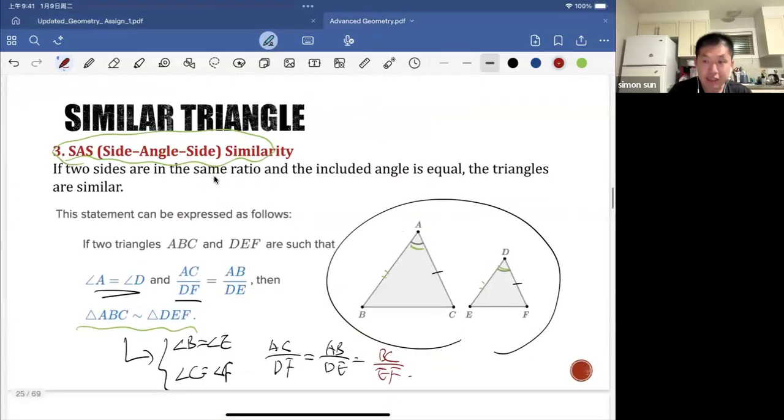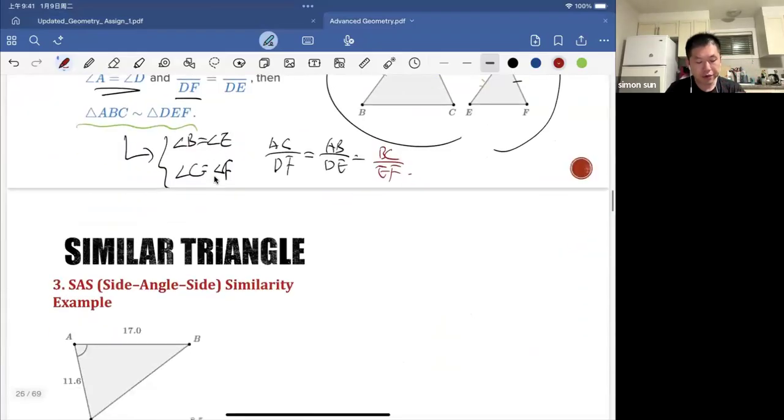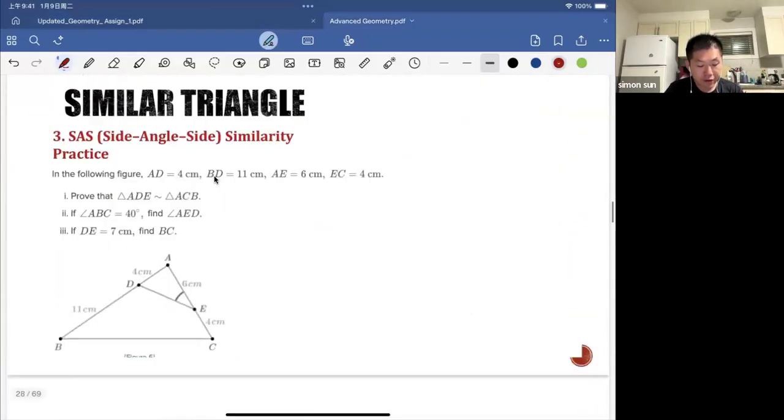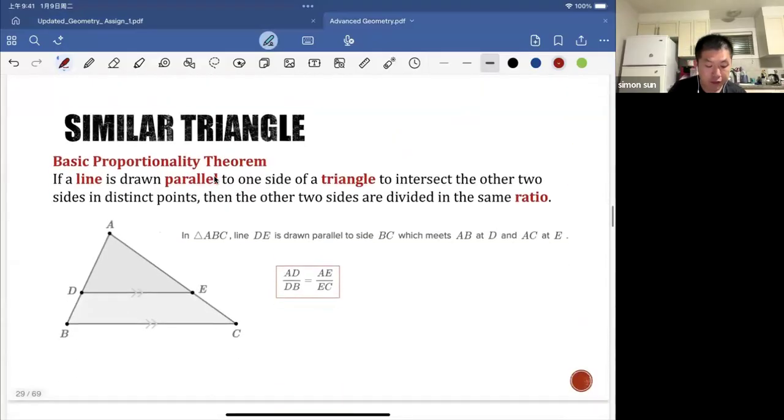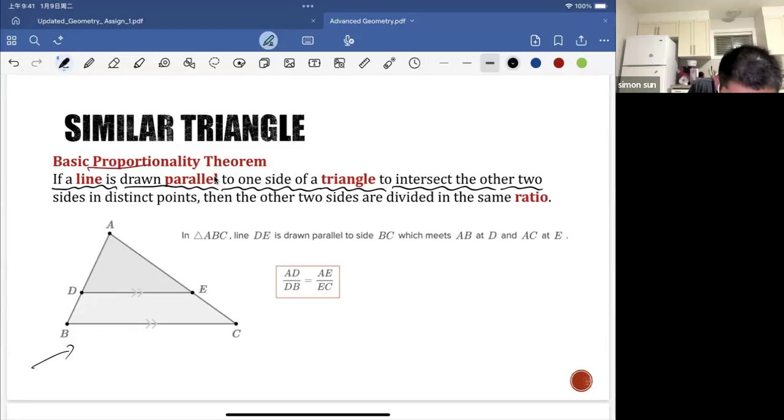In today's class, we will basically talk about two theorems. The first one we call the basic proportional theorem. What is this one? Take a look at this graph. The theorem states that if a line is drawn parallel to one side of a triangle to intersect the other two sides in distinct points, then the other two sides are divided in the same ratio.